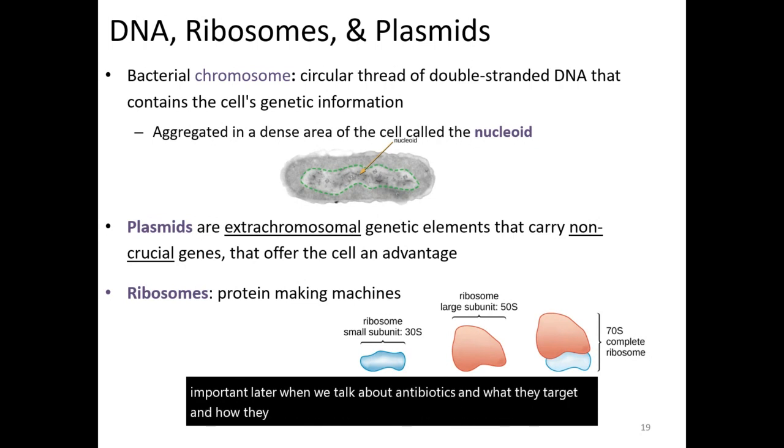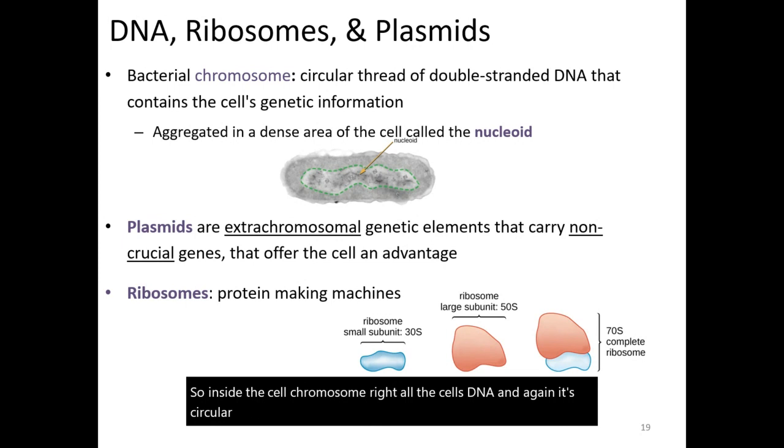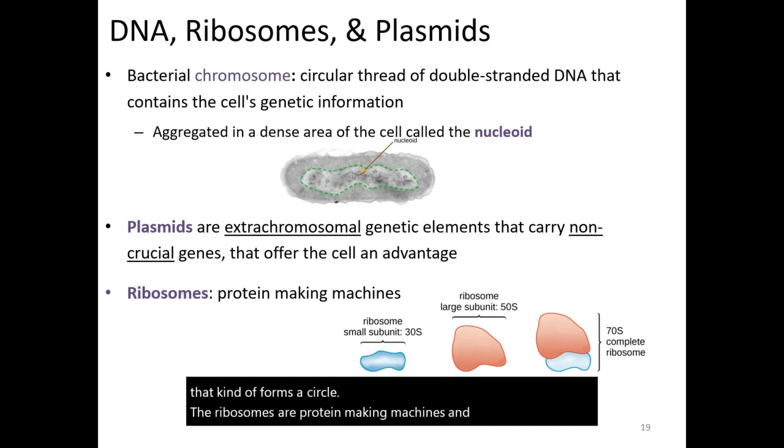So inside the cell, chromosome, right, all the cell's DNA, and again, it's circular double-stranded DNA, or I should say double-stranded DNA that kind of forms a circle. The ribosomes are protein-making machines, and some bacteria also have plasmids, okay?